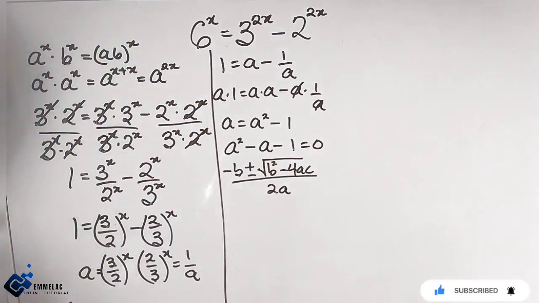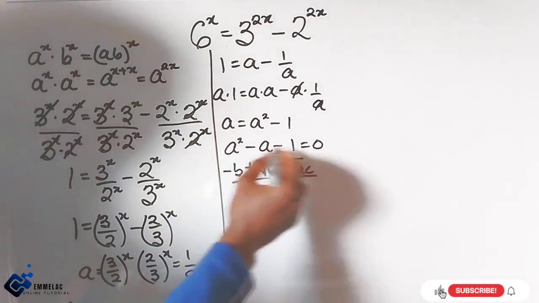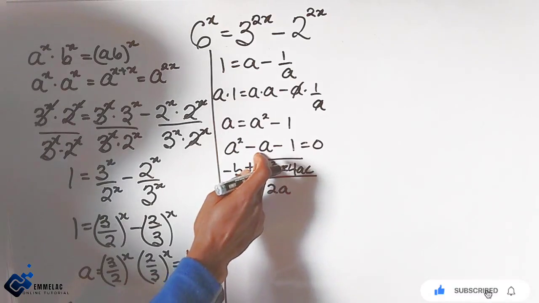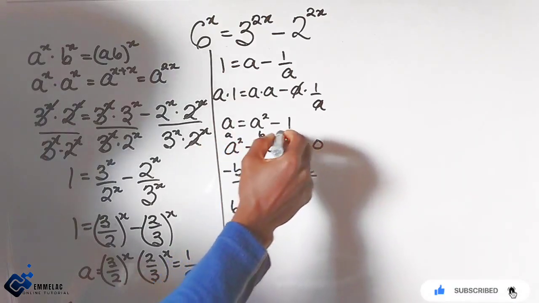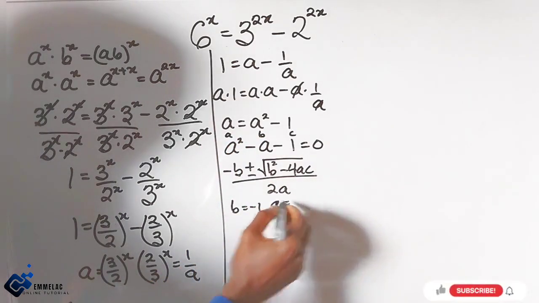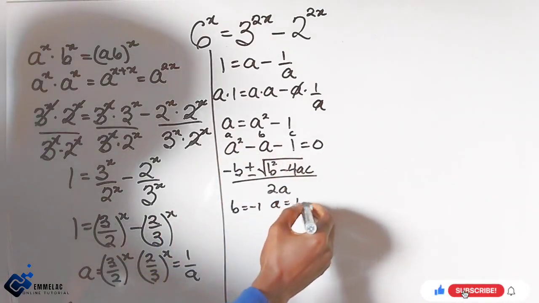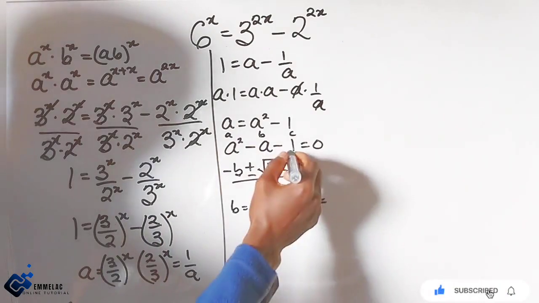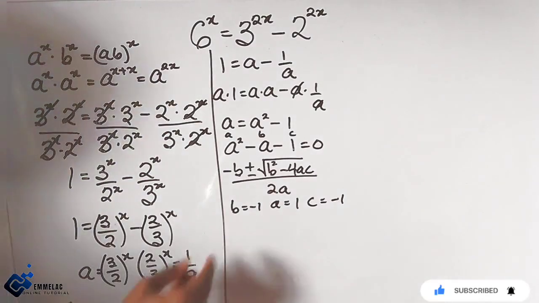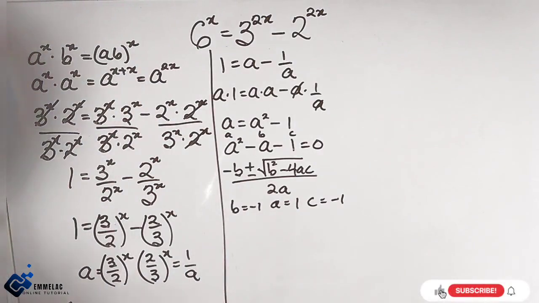Now here, from this equation, b equals minus 1, because minus 1 is the coefficient of this. This is a, b and c. Our a equals the coefficient of a raised to the power of 2, which is 1, and our c equals minus 1 also. Now let us implement all these values into the almighty formula.